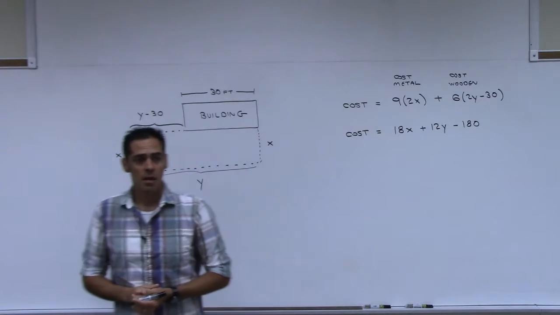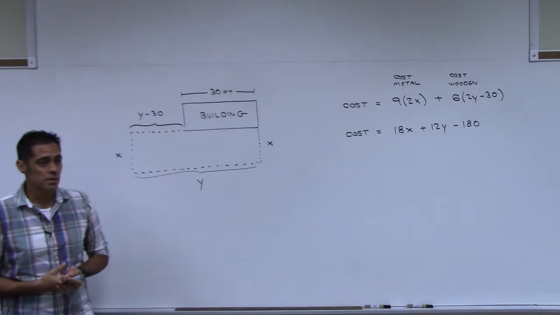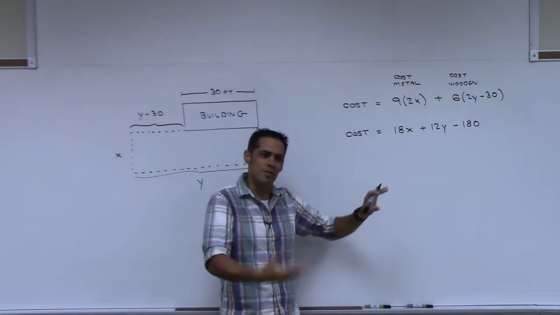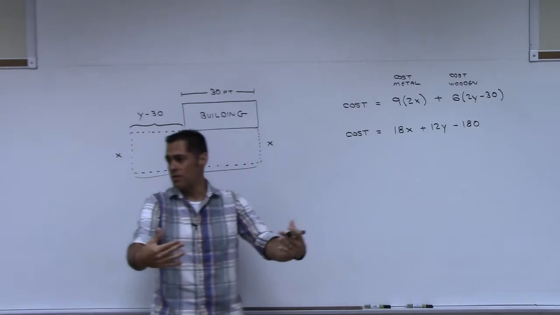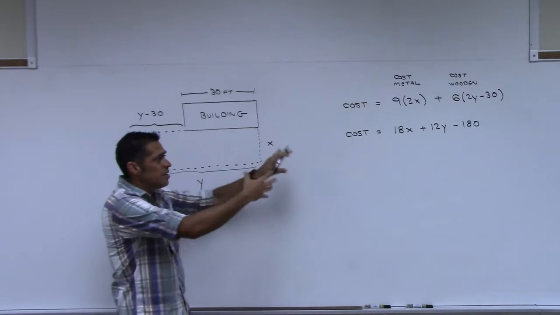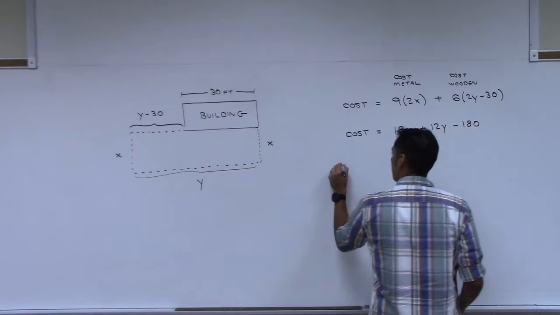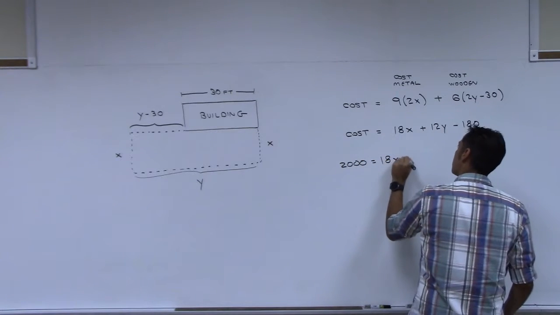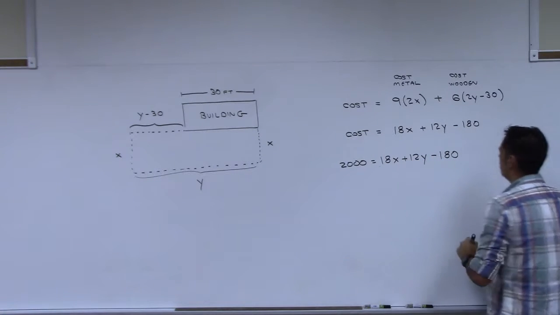With me? Now, how much money do I have to spend? $2,000. So I want this cost, and I'm going to use my entire budget. It's kind of assumed in the problem. I want to build the biggest fence possible. I want to use all $2,000. So do you agree that this has to be equal to $2,000? Yes? So I'm going to replace the left side with 2,000 equals 18x plus 12y minus 180.